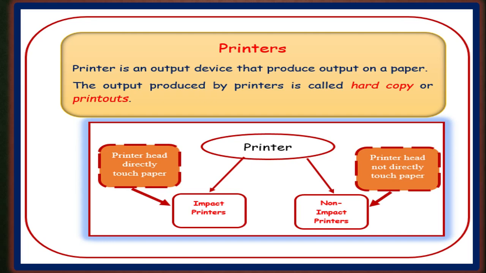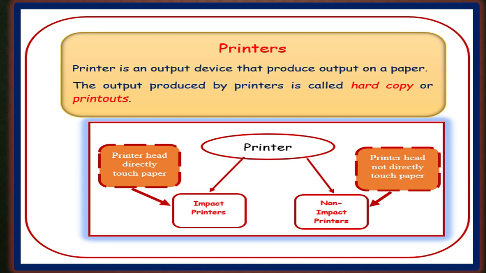And as I already told you, there are two types of output. First one is hard copy and second is soft copy. Soft copy means the output will be shown on the screen. Hard copy means the output that is produced on paper. So a printer is a type of output device that produces output on paper. It means the output produced by a printer is also known as a hard copy or printouts.